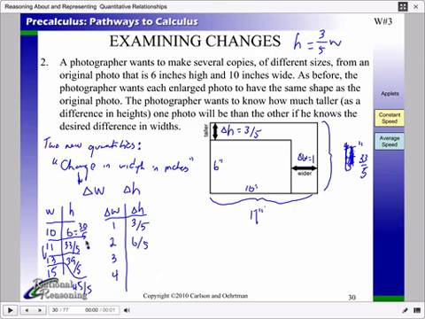Where in here can we see a change of width of 3? 10 to 13. And what do we get for the change in height? 9/5. Where can we see 4? From what to what? 11 to 15. We can see 4. And how many fifths does it go up? 12/5.